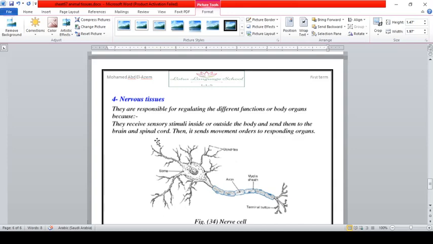So it receives the sensory stimuli from inside and outside, and transfers them to the brain and the spinal cord. Then the brain and the spinal cord resend the order or the message to our organs to make the response. And these are all the four types of tissue in our body. This is the final thing in our curriculum.